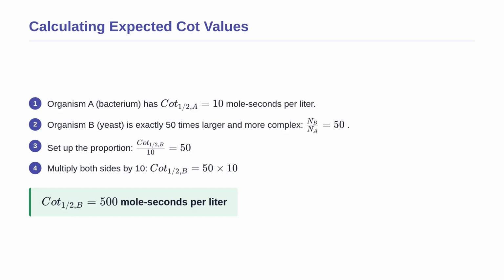We set up our ratio equation and substitute the known values. Since the right side of the equation simply becomes 50, we multiply the bacterium's half-COT value of 10 by the complexity factor of 50. The final answer is 500 mole seconds per liter. Physically, this means the yeast DNA strands are swimming in a much larger pool of unique sequences, making it 50 times harder to find their matching partner.